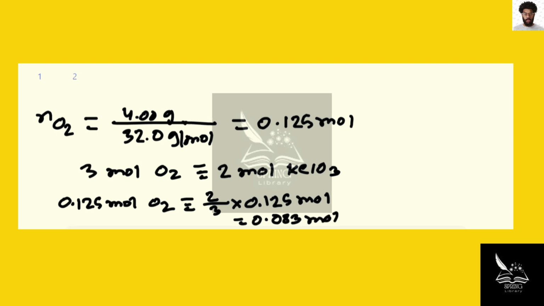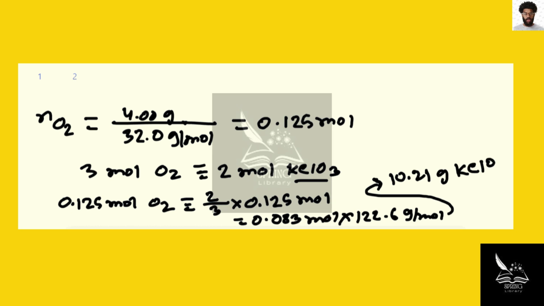So this is the number of mole of KClO3 which is reacting. So from here we can find the mass of KClO3 by simply multiplying this number of mole of KClO3 by the molar mass of KClO3, which is 122.6 gram per mole, and this will give us a value of 10.21 gram KClO3. So this is the mass of KClO3 which is present in the mixture. So we have got the mass of KClO3.